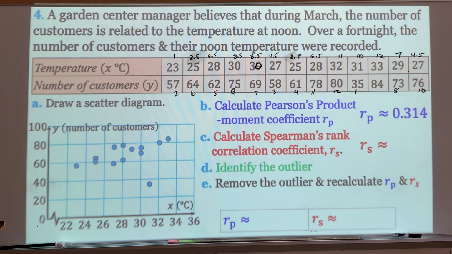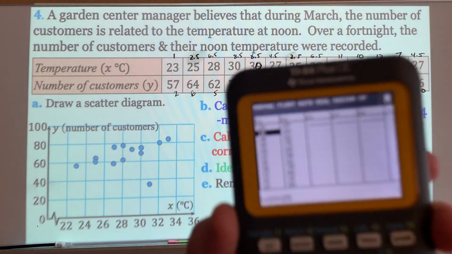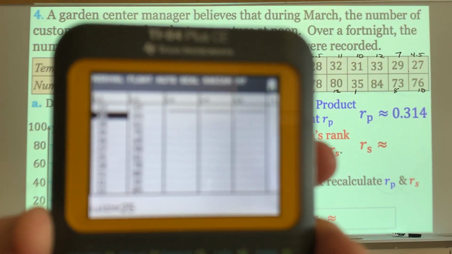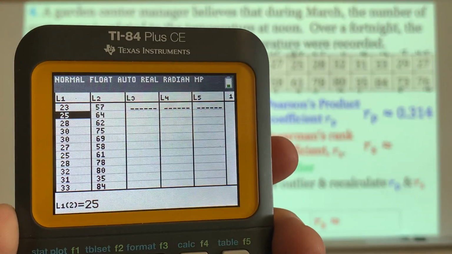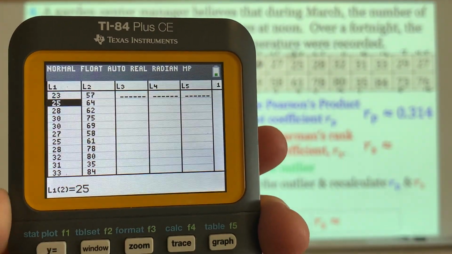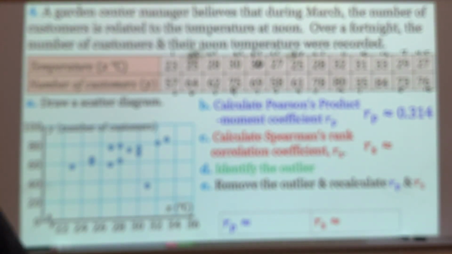Stat, edit. Let me go get my ranks in here. 1. You're putting them in your calculator to calculate these coefficients. Oh, before we do that, all right, don't do it yet. Before we put it in, keep this right here. Identify the outlier. I should have done this first, just to save time, because you don't want to type it in, erase it, and then retype it. So we have our original list. Our outlier, I'll just tell you what the RS is.